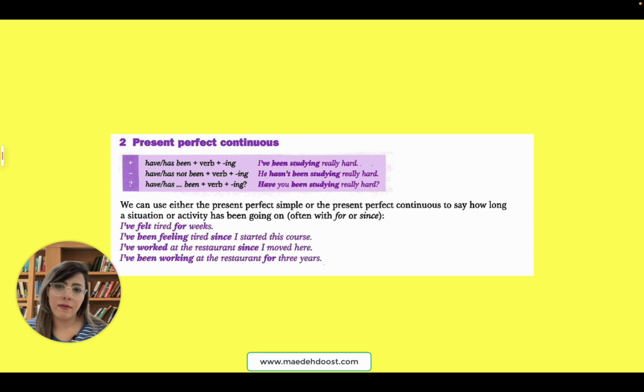For negative, we add not to have or has. For example, I haven't been studying English. He hasn't been studying really hard. I've been living in New York. I haven't been living in New York. We add not to have or has.